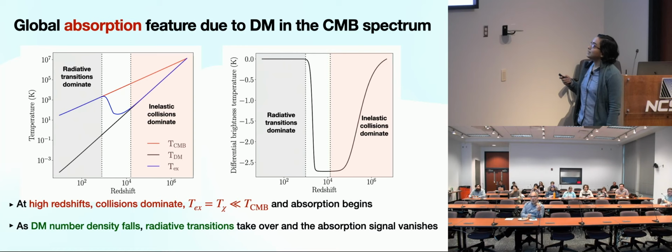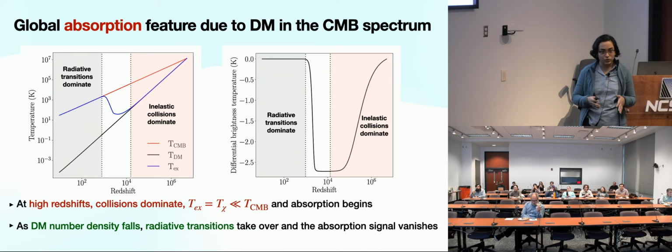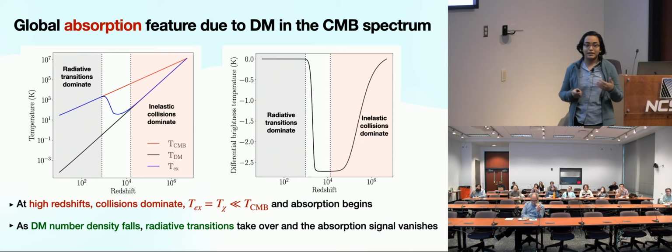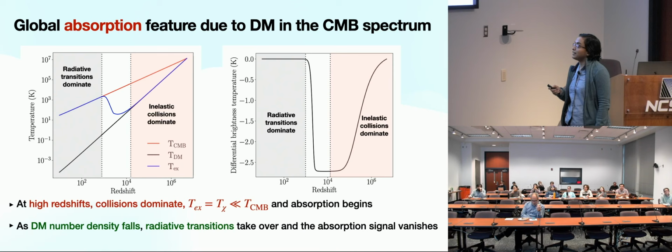So at very high redshifts, dark matter and CMB would be in thermal equilibrium. That's somewhere here. Now, once the scattering of dark matter with electrons and CMB photons goes below the expansion rate, then dark matter is no longer kinematically coupled to CMB. So its temperature can now start falling as (1+z)^2 because it is non-relativistic. Now, at these high redshifts, the inelastic collisions between dark matter particles are the dominant process. So that will bring the excitation temperature in equilibrium with dark matter temperature. So blue now starts following the black line.